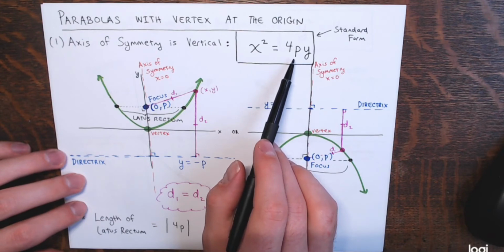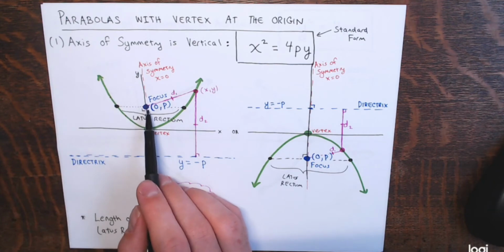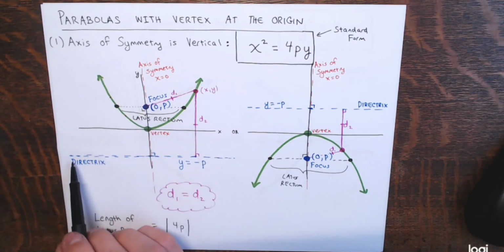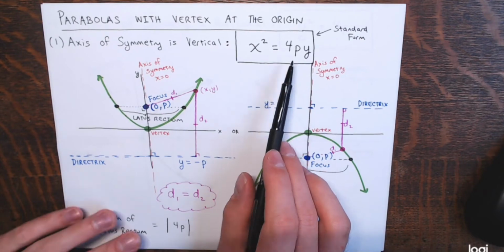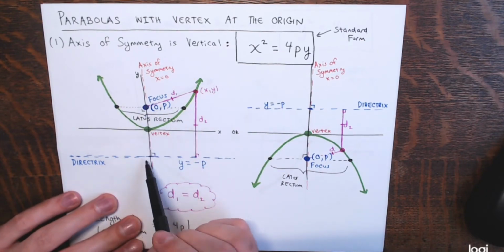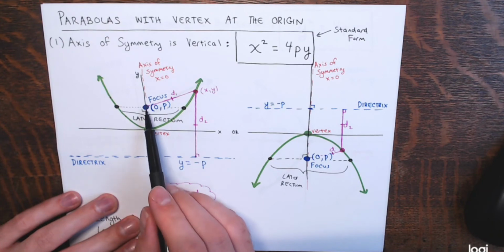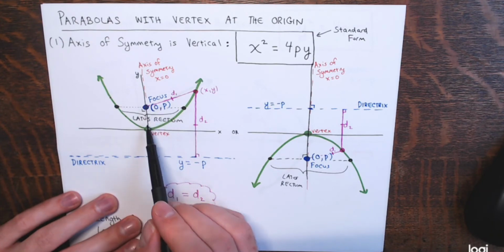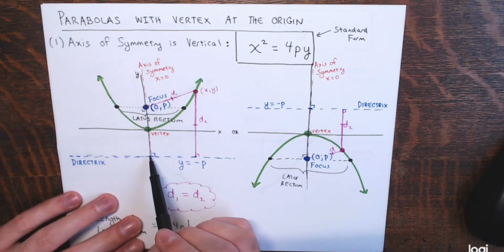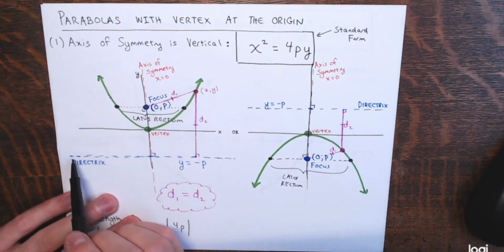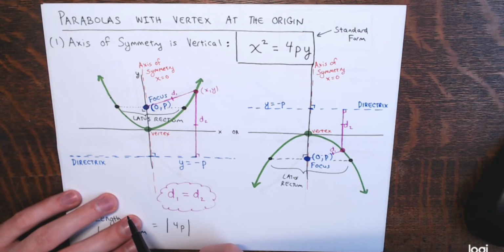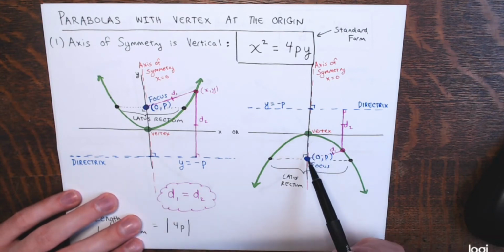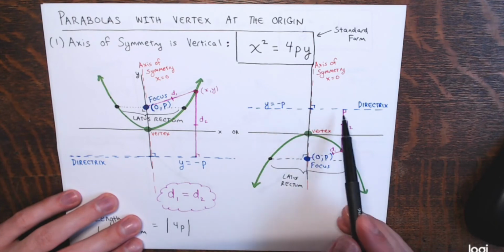Right, and the value of p told you where the focus and directrix were. There was a special point inside the parabola called the focus, and a special line outside the parabola called the directrix. And whatever the value of p was told you where to go from the vertex to get to the focus and directrix. So here if p is positive, the focus is at (0, p), p units above the vertex, and then the directrix would be p units below the vertex. And the directrix is always perpendicular to the axis of symmetry.